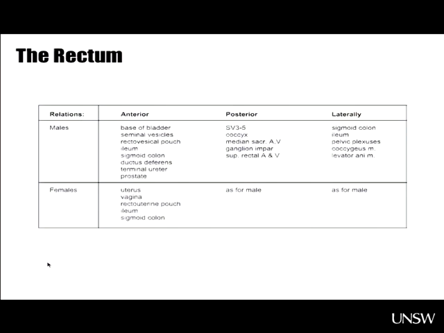Now obviously the relations are going to be quite different for the two genders. So obviously anterior relations in women are going to include all the reproductive organs. In men, of course, it's going to include the male reproductive organs and the accessory glands at the base of the bladder.